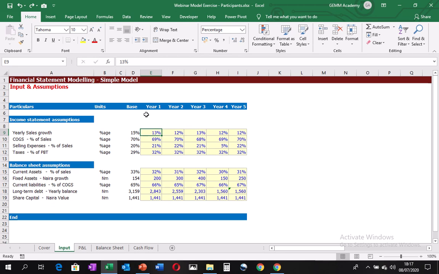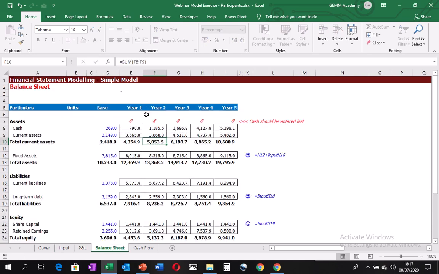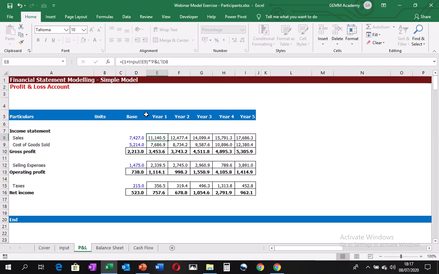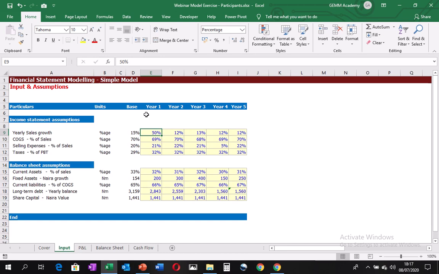Let's take, for instance, the year 1 percentage growth rate changed from 13% to say 50%, and take a look at your balance sheet. It should still be in agreement. You can see. So the implication of increasing your yearly growth in year 1 from 13% to 50% can be felt in your gross profit, in your operating profit, and also on your net income. So those are scenario analysis and sensitivity analysis that can be carried out on this particular model.